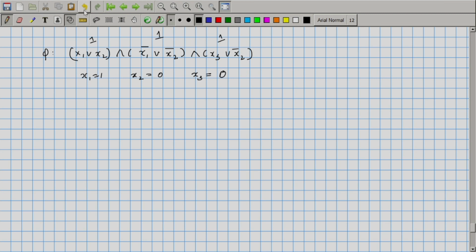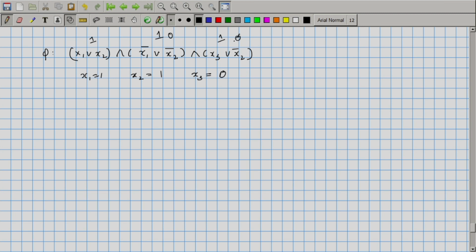Whereas, if x2 was 1, then this will evaluate to 1, this expression will evaluate to 0 and this expression will evaluate to 0. So, this will evaluate to 0 and this will evaluate to 0.